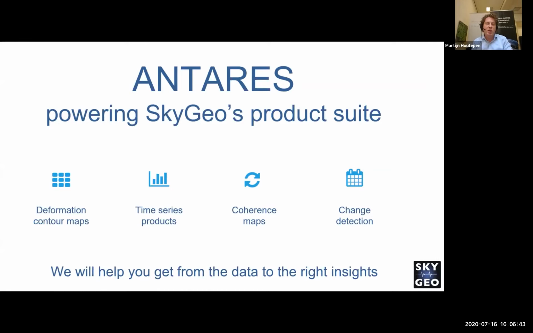Today we will talk mostly about the time series product, and we have a whole product suite of Antares: deformation contour maps, time series products, coherence maps, change detection. I guess we won't go into the coherence or the change detection all that much today, maybe also not in the deformation contour maps, but we will go into some time series examples. Today it's not going to be very technical. At least for the cases that I will display, it's going to be more about applications and the type of problems people have and that they can solve by applying the InSAR data.